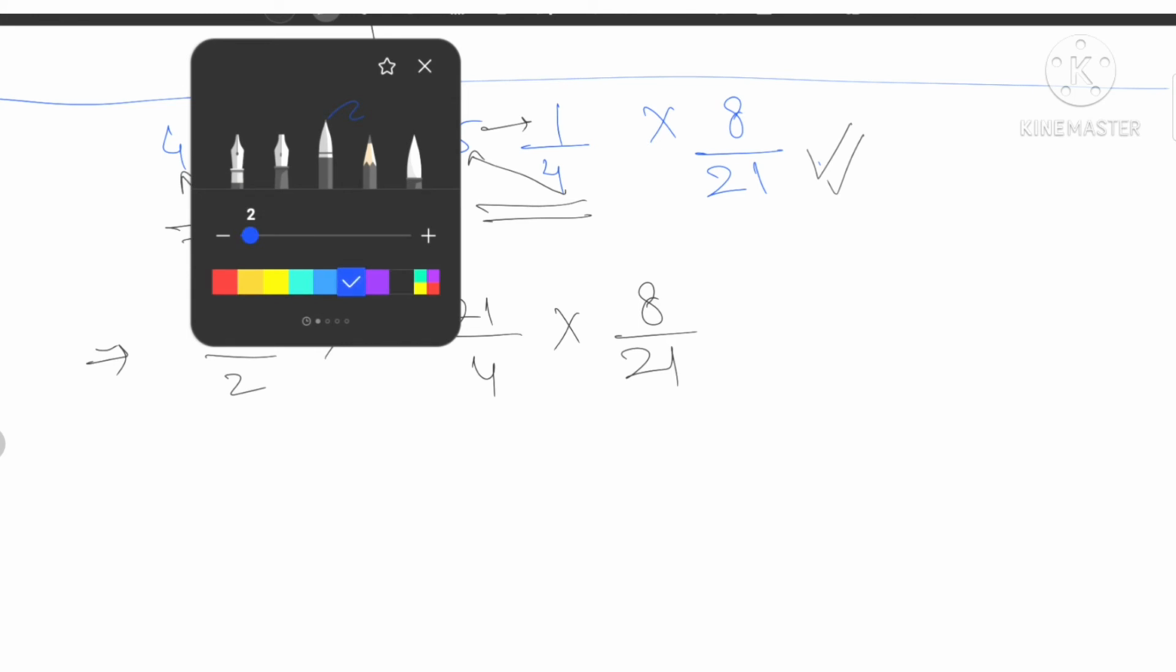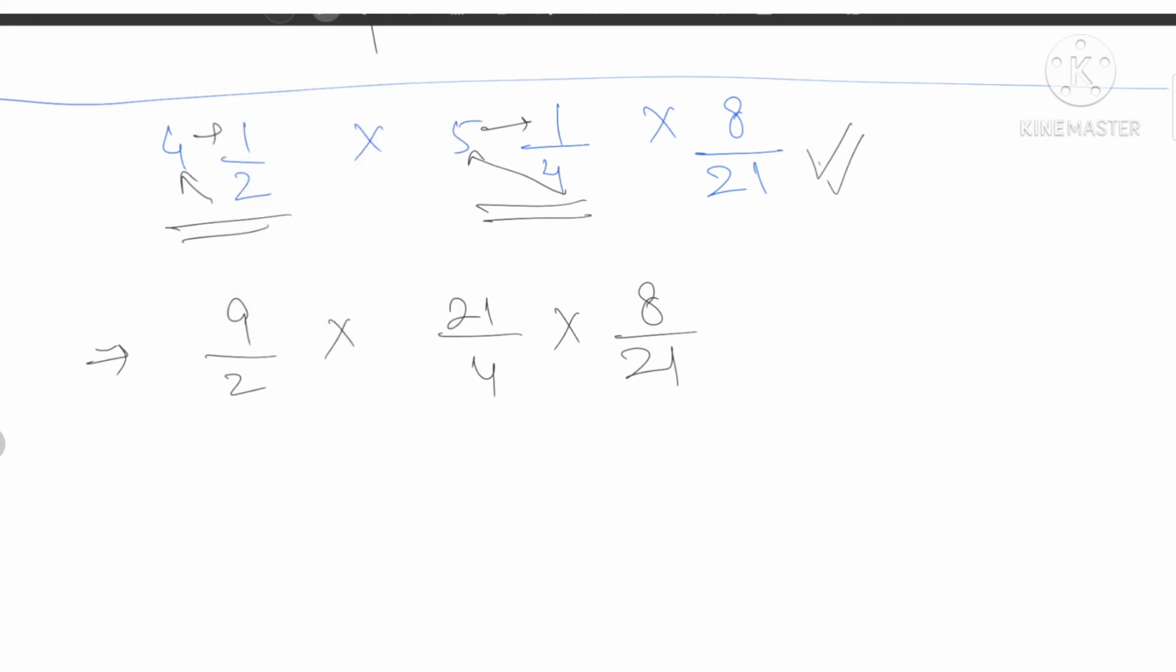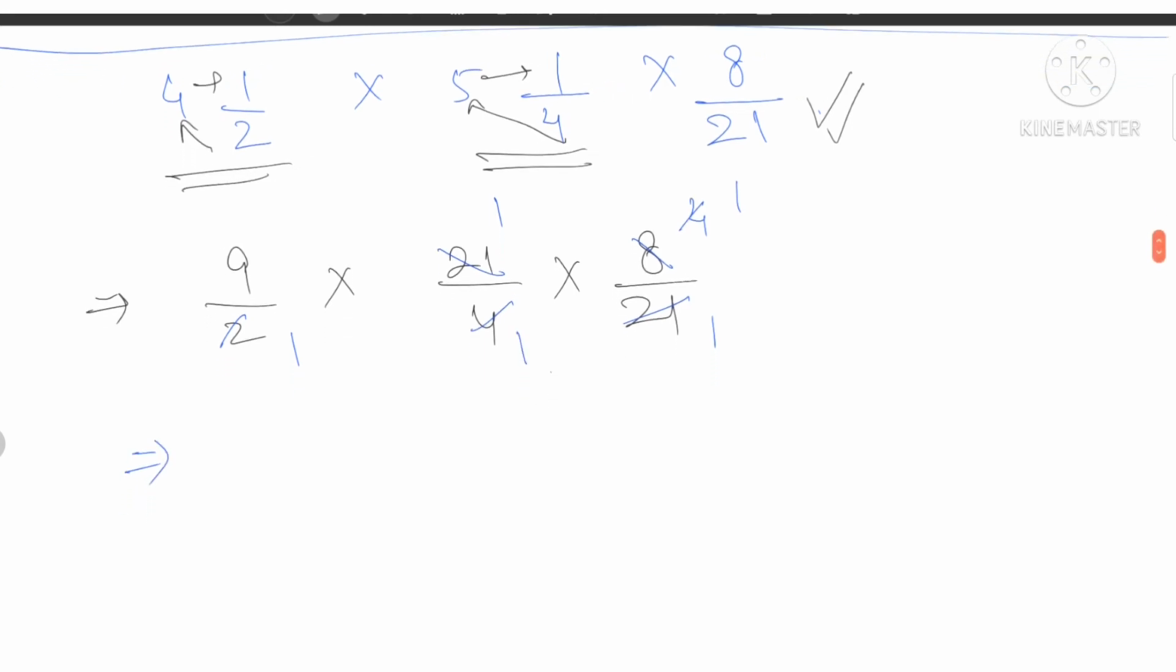Now it's time to reduce. So first of all, see the common numbers if they are cutting. 21 ones are 21, 21 ones are 21. Simply cut. Now either we can take this, we'll take a longer way of cutting. 2 ones are 2, 4 twos are 4. Okay, and now in the numerator we have 9 into 1 into 1, that will give you 9 by 1 or 9 as your answer.